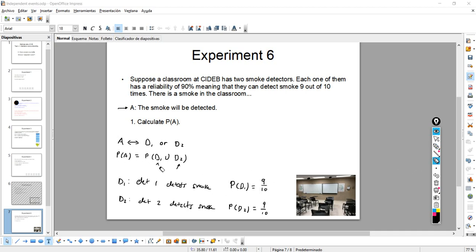Okay, so now let's actually try to solve this task. What is the probability of D1 or D2? Well, let's do it here. The probability of D1 or D2 is, by the formula, the probability of D1 plus the probability of D2.